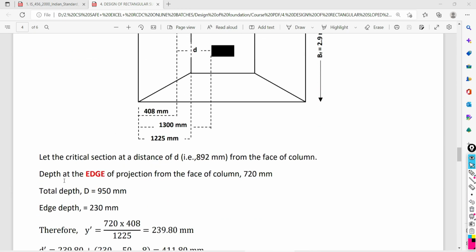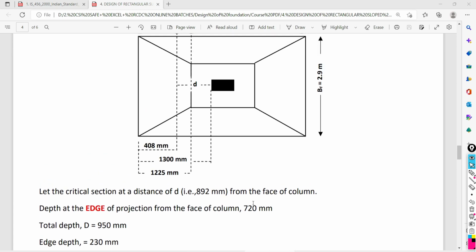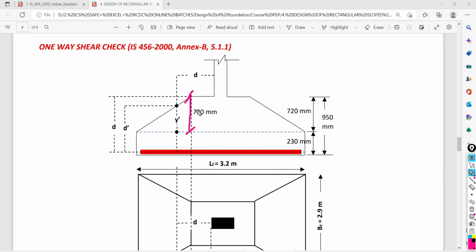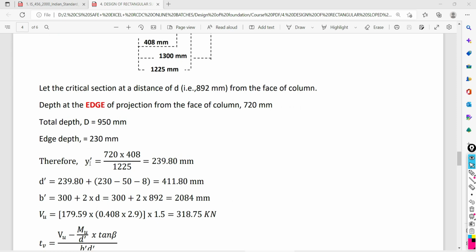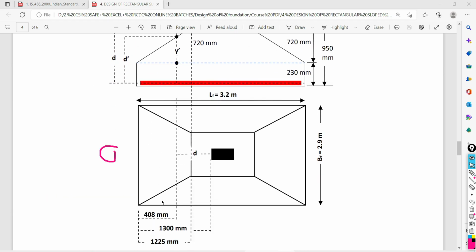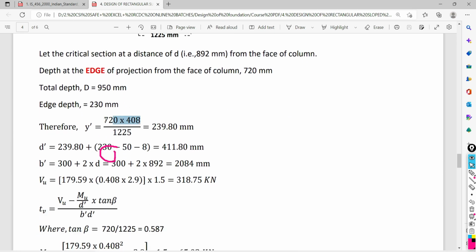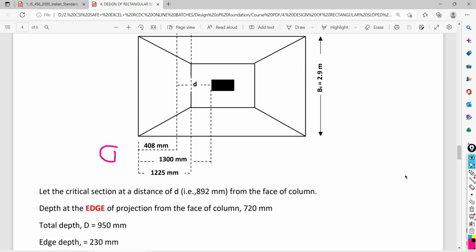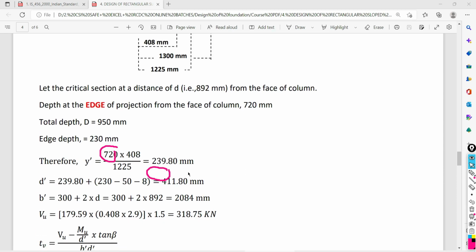Just come down and look at this. The depth at the edge of projection from the face of your column is what? 720 mm. At this edge, depth we are having 720 mm. I want to calculate the depth at this level, y dash. So the formula for calculating y dash is 720 multiplied by this projected dimension beyond the critical section, that is 408. You have to take the multiplication of these two things divided by this projected portion, 1225. If you take this ratio, you get the y dash value as 239.8.